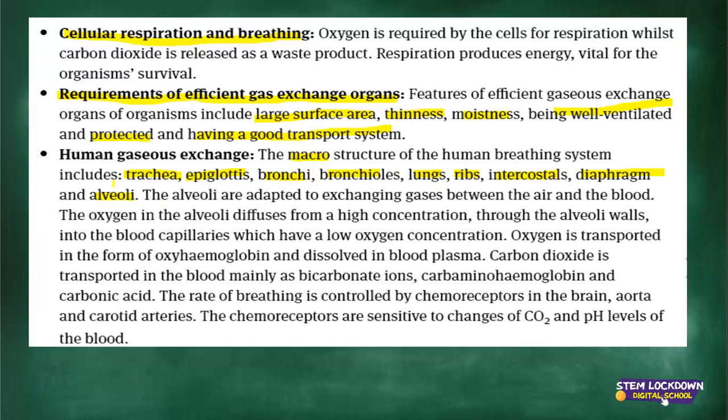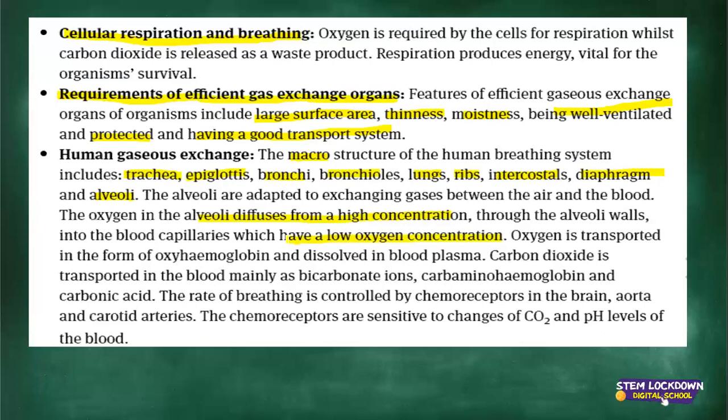The alveoli are adapted to exchange gases between the air and the blood through the process of diffusion. Remember, the oxygen in the alveoli will diffuse from a high concentration, through the alveoli walls, into the blood capillaries, which have a low oxygen concentration. So that's how it happens, diffusion from a high concentration to a low concentration. It's down a concentration gradient. Because there's a high concentration of oxygen in the alveoli, it will move down to the lower concentration in the blood capillaries.